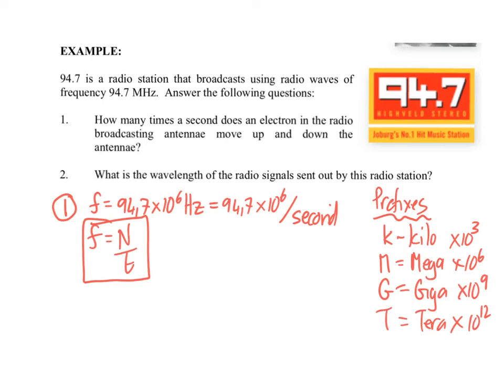So going back to the definition of frequency, which is the number of vibrations per unit time, or the number of waves that passes a point per unit time, and keeping in mind that hertz is the same as per second, the answer to the first question is, if the frequency is 94.7 times 10 to the 6 hertz, then how many times does an electron in the antenna move up and down the antenna per second? It's 94.7 million times per second, which we know is a large number.